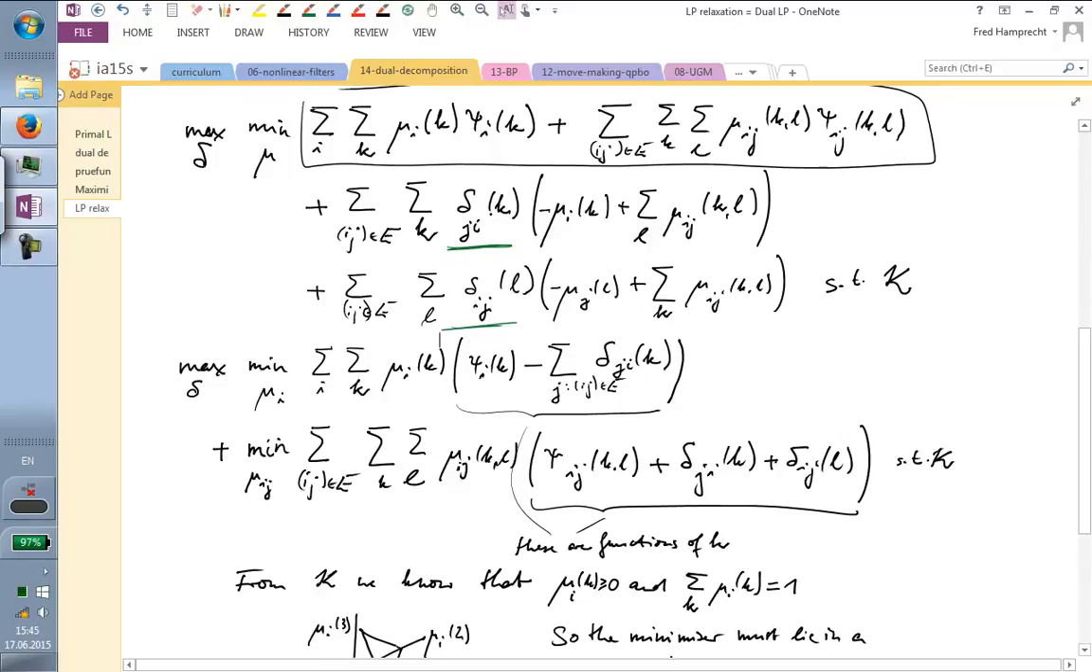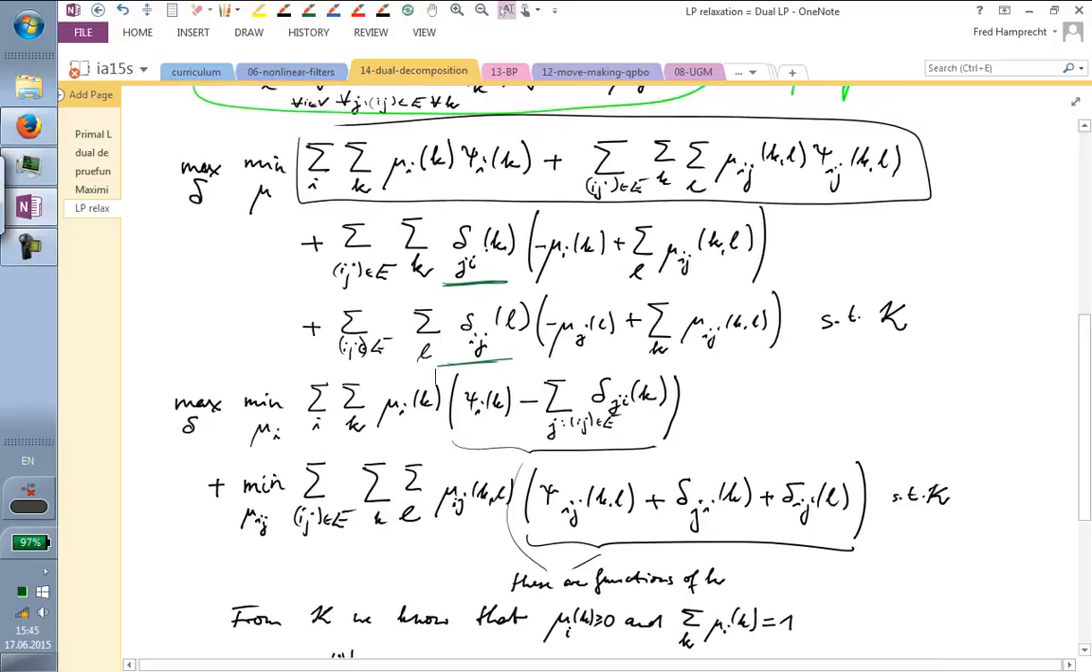And we can now collect terms. And you see, for example, that here we multiply delta with mu, and up there we already had a mu. So we can collect these terms and have mu multiplied with the psi minus all of these deltas.